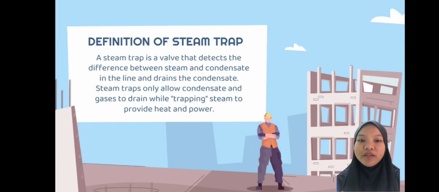A steam trap is a valve that detects the difference between steam and condensate in the line and drains the condensate. Steam traps only allow condensate and gases to drain while trapping steam to provide heat and power. Too much condensate causes pressure to build up inside the pipeline, resulting in hammering, blown seals, work stoppage, and so on. A properly working steam trap removes condensate and non-condensable gases while retaining live steam.